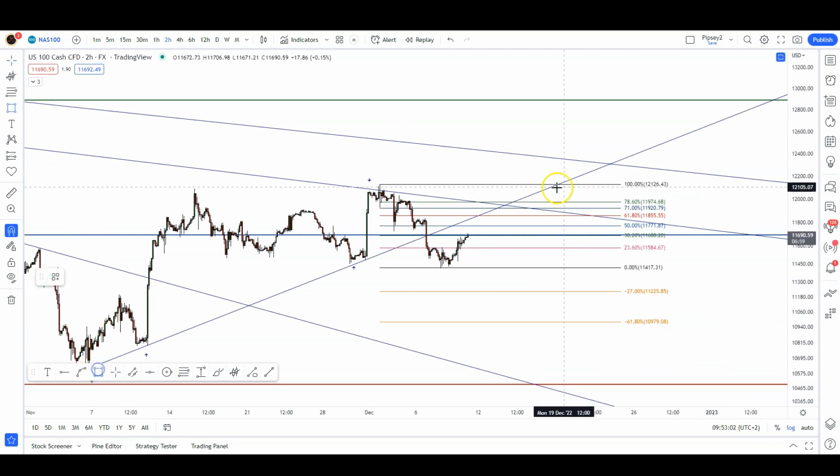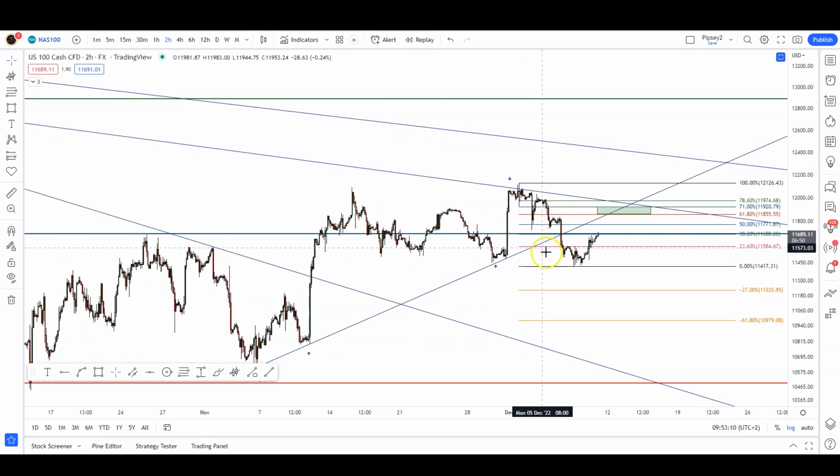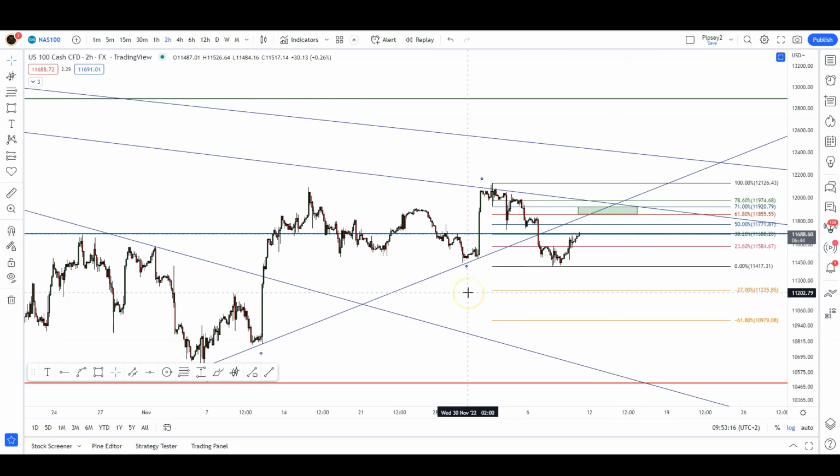Remember guys, this isn't financial advice. This is strictly educational. I'm just pointing out confluences, right? So that would be area number one I would look at.